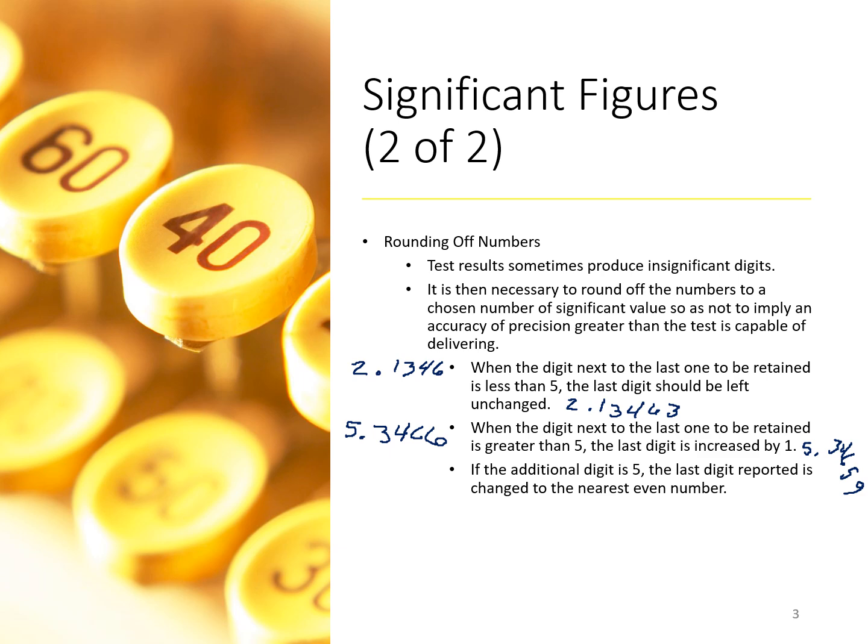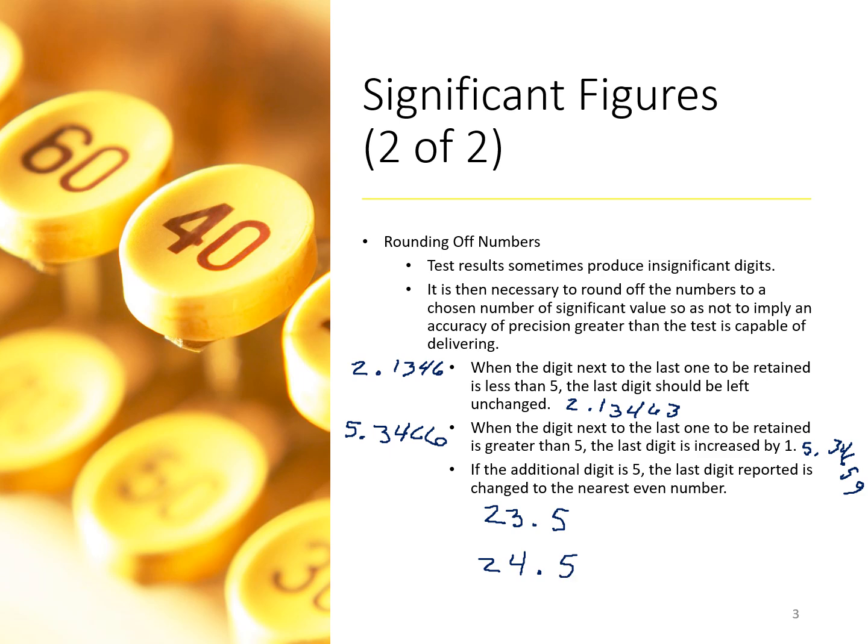If the additional digit is a 5, the last digit reported is changed to the nearest even number. Now this one's a little bit confusing because we've been talking about significant figures. Our examples given are 23.5 and 24.5.